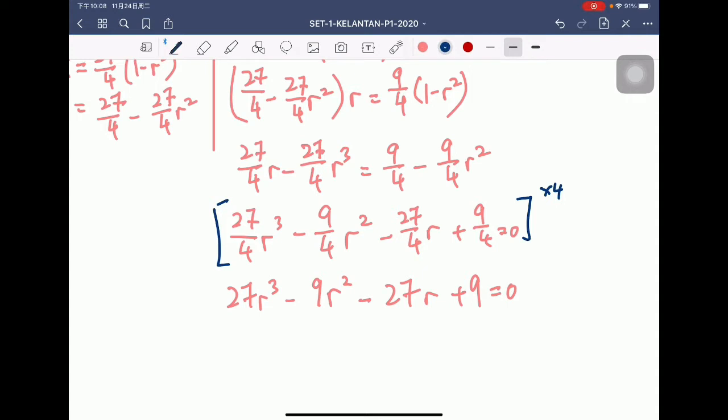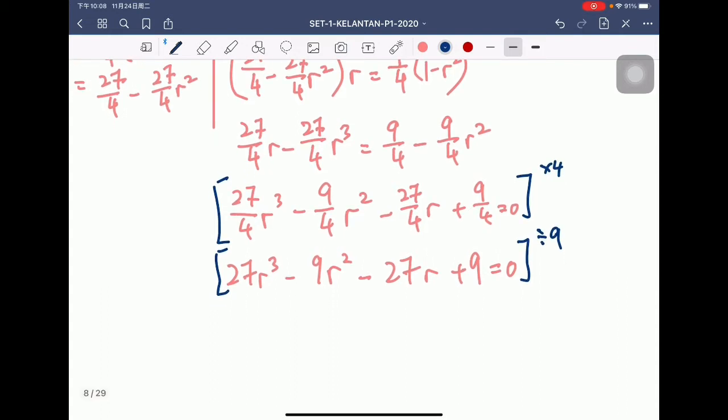Actually, this equation we can divide one more time by 9. After dividing the equation by 9, it becomes 3R cubed minus R squared minus 3R plus 1 equals 0. Later I will explain why we need to multiply and divide, and what the answer would be if we didn't multiply by 4 and divide by 9. So now you just use the calculator and you will find the answer.